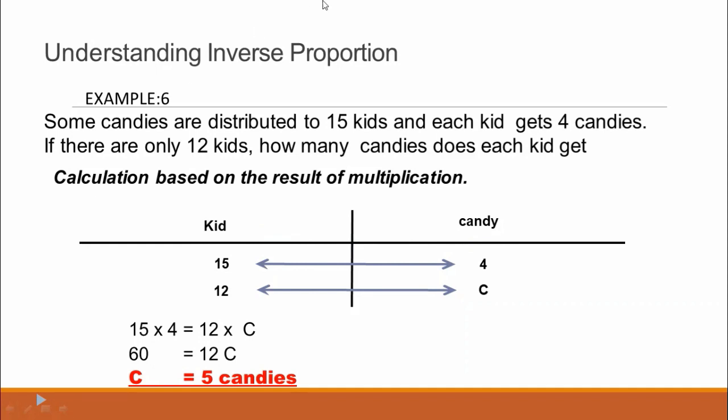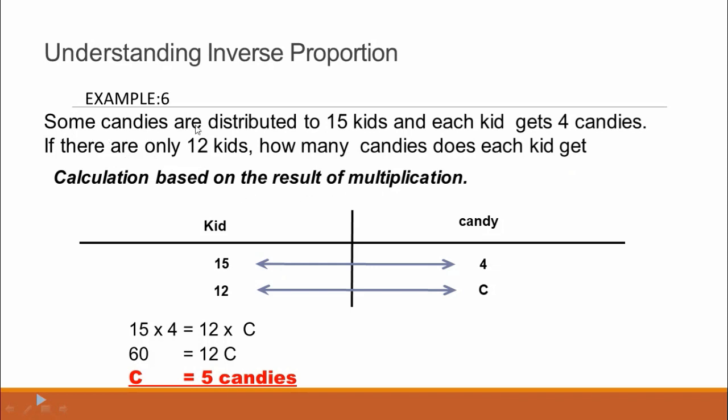Now to understand inverse proportion through this example: some candies are distributed to 15 kids, and each kid gets 4 candies. If there are only 12 kids, how many candies does each kid get? The calculation is based on the result of multiplication.